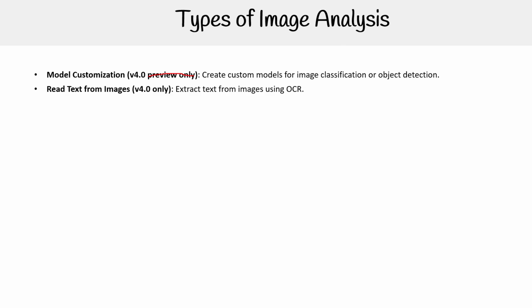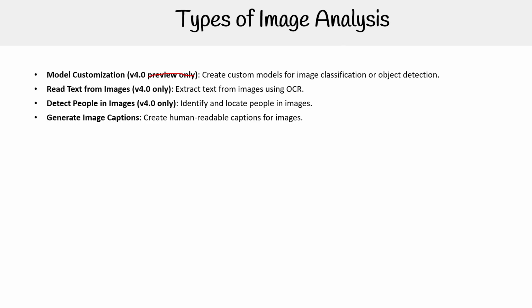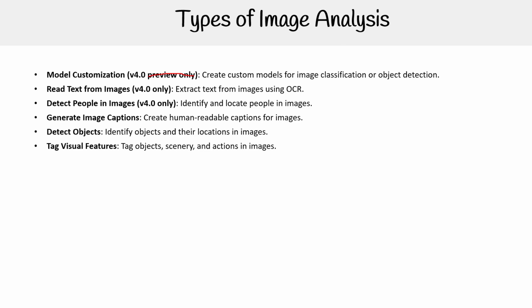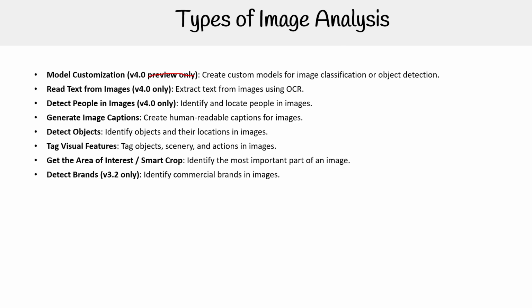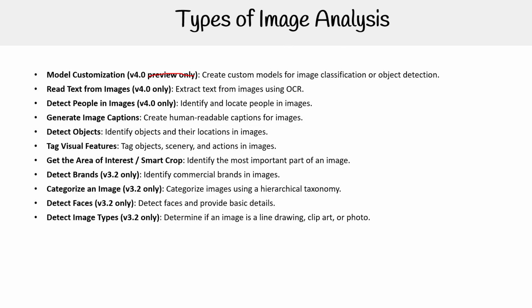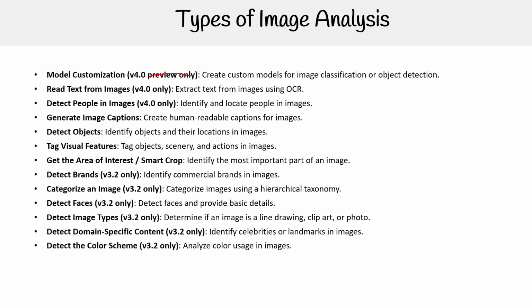We have read text from images, so extract text from images using OCR; detect people in images, so identify and locate people in images; generate image captions, so create human readable captions for images; detect objects, so identify objects and locations in images. And notice, if it doesn't say only, then it's for both. Tag visual features, so tag objects, scenery, and actions in images; get the area of interest, smart crops; detect brands; categorize an image; detect faces; detect image types; detect domain-specific content; detect the color scheme; moderate content in images.